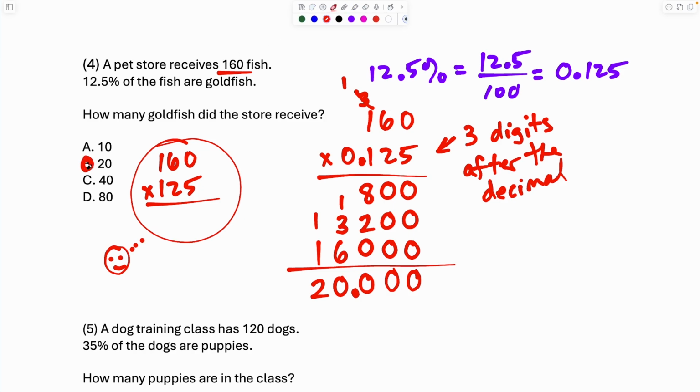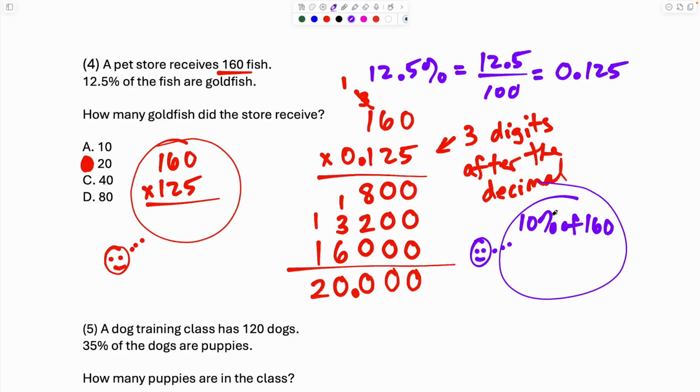But remember, at the end in math, no matter which type of question you're doing, you should ask yourself, does my answer make sense? So if I'm looking at, let's say, 12.5%, so a little estimation strategy. Well, I could just think of 10% of 160 from anchor percents. I just divide 160 by 10 and I get 16. So I know our answer has to be a little bit more than 16. So that's why 20 is the only one that is reasonable.